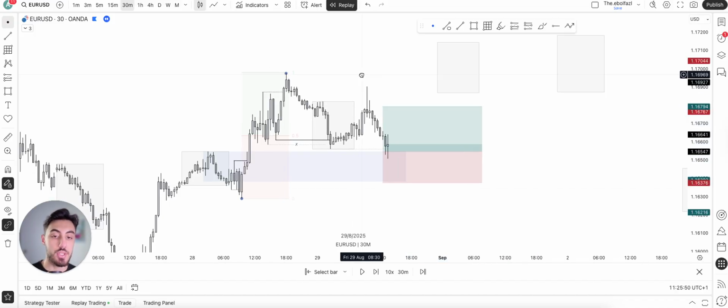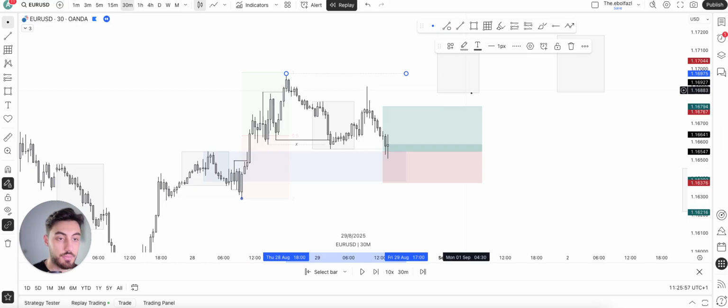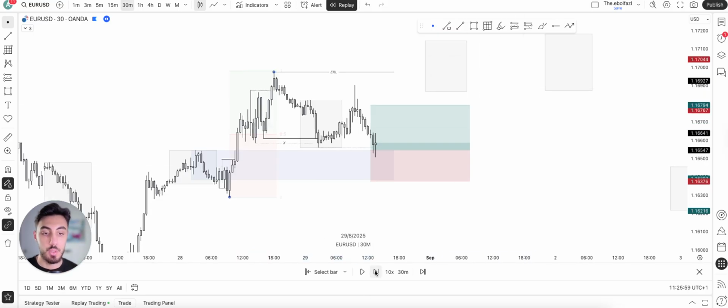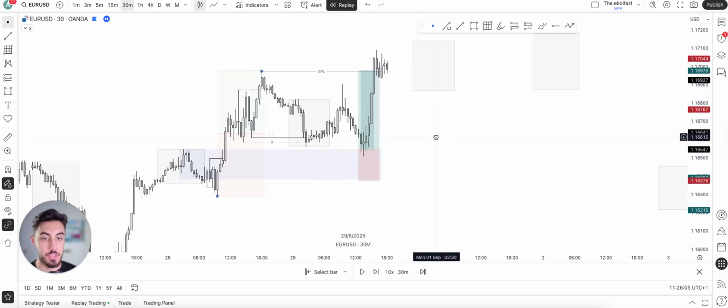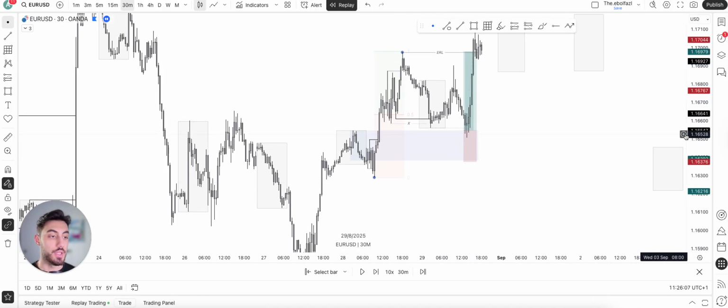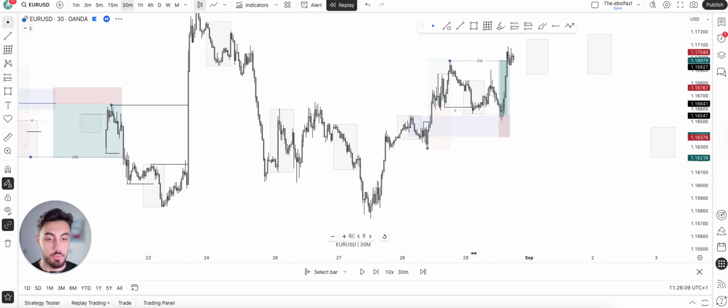But here the range cycle is so important, right? So now internal liquidity got taken out, price is in the discount area, and at the top of the high time frame POI, we can go with the external liquidity, where the target is going to be right here. And yeah, as you can see, you are done for the day, right? You are done for the day.